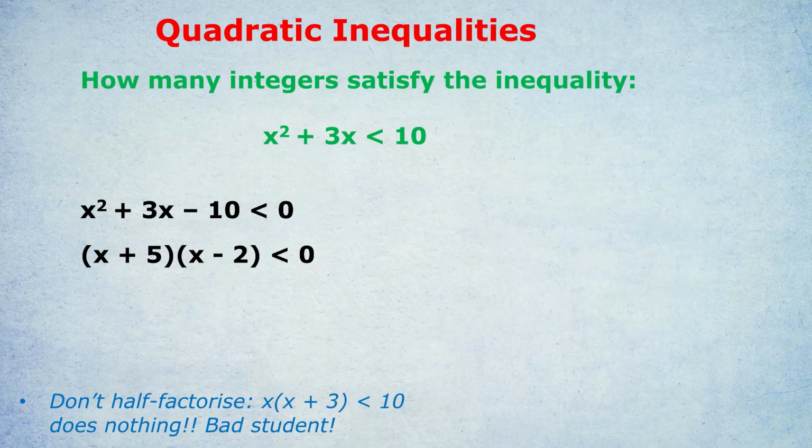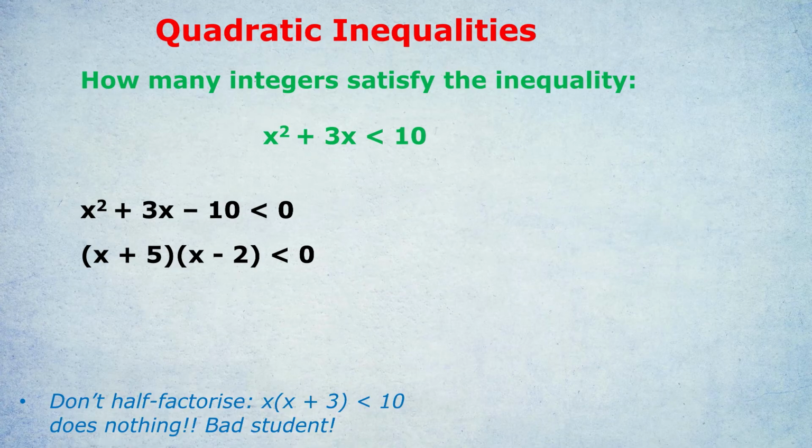If x was a really deep negative, like minus 100, both brackets would end up being negative. And a negative times a negative would be a positive. So x can't be too negative. x can't also be too positive. If we make x 100, then both brackets will be massively positive, and a positive times a positive would be a positive. So you can probably guess the ending. x can't be too negative, and it can't be too positive, and it can't equal minus 5 or 2, because then it would be equal to 0 and not less than 0.